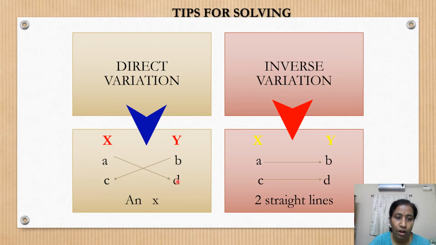Now coming to the tips, I already told you that I am not giving you any formulas. I am only giving you some shortcuts. So once you know that it is direct variation or inverse variation, you have to remember this. If it is direct variation, you just write the two variables x, y and write the values a, b, c, d which will be given in the word problem and simply put an x in between. And I'll tell you what to do with the x. Whereas if it is inverse variation, the same way you write the two variables x and y, you write a, b, c, d, the values from the word problems and simply put two straight lines. And I'll tell you what to do with the straight lines. So if it is direct, put an x. If it is inverse, put two straight lines.